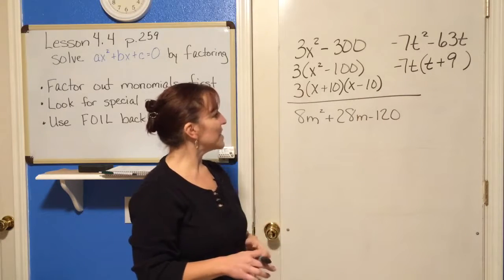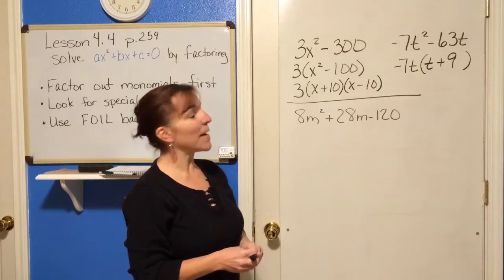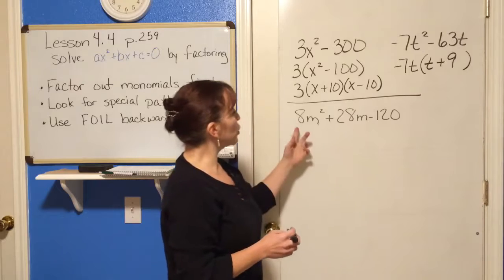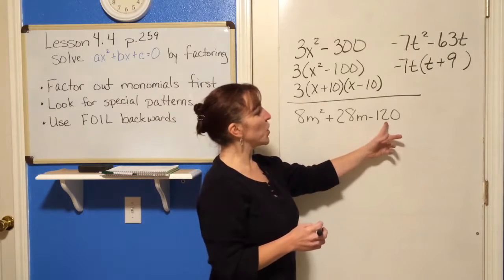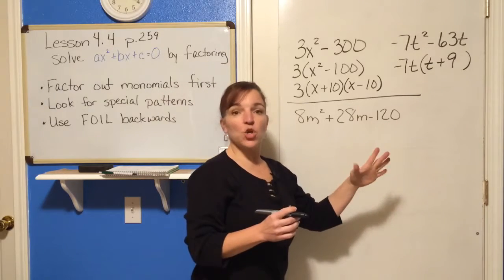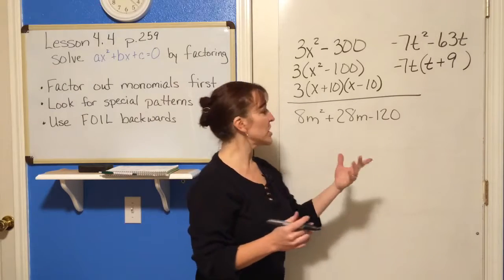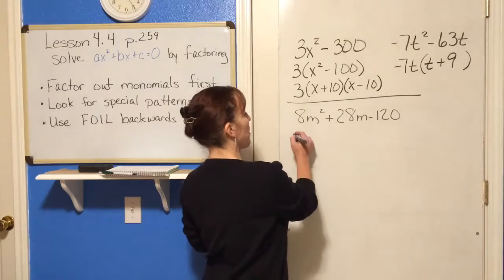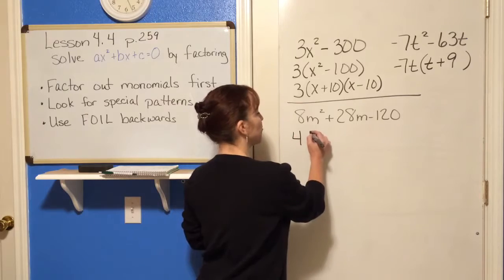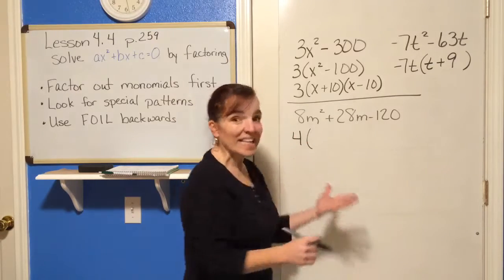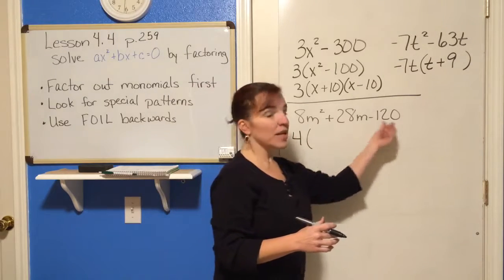One more here. 8m squared plus 28m minus 120. So you can look to see, 8, 28, and 120, they're all even. So we know that 2 will come out. They actually are divisible by 4. So take a 4 out of all 3. Don't forget, you've got to take it out of every monomial.